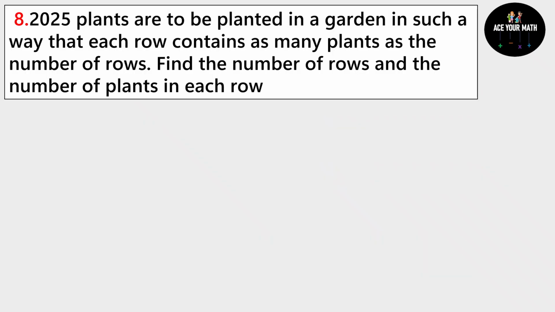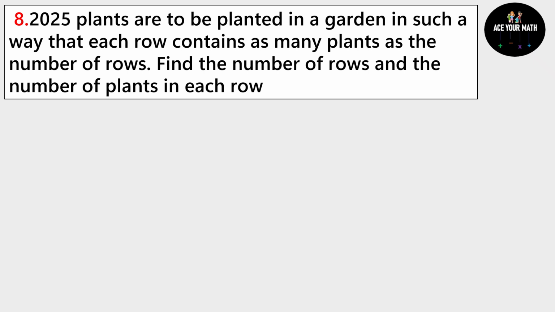Now, eighth question is also a word problem. 2025 plants are to be planted in a garden in such a way that each row contains as many plants as the number of rows. Find the number of rows and the number of plants in each row.